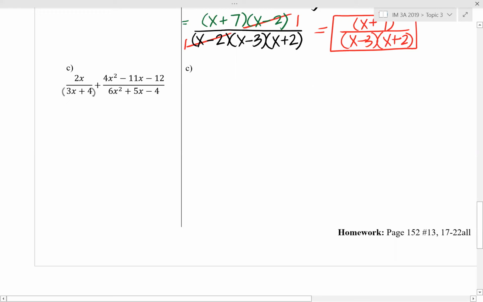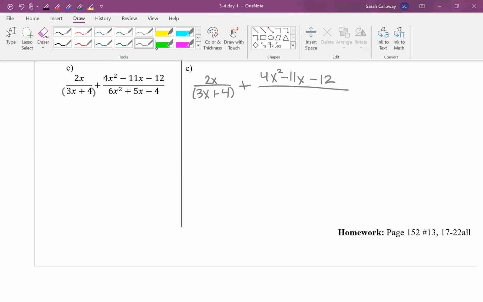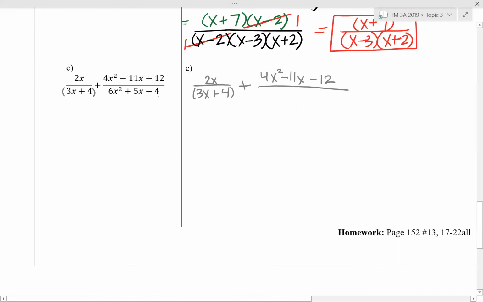So we know that our first fraction is going to stay the same. So we're going to add 2x over 3x plus 4 plus we're going to leave our numerator and factor our denominator. So our numerator is 4x squared minus 11x minus 12. And we want to take our denominator and try to factor that quadratic trinomial.